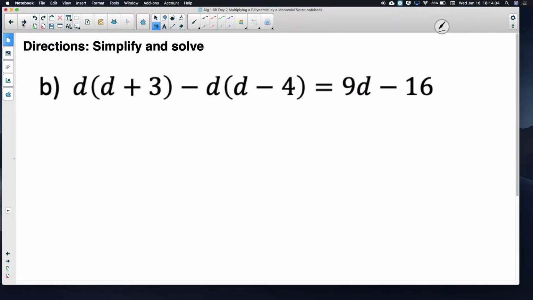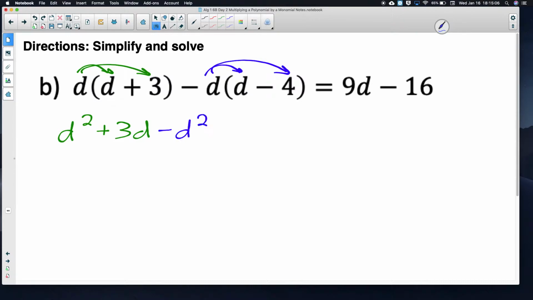Let's look at what we got going on here. We want to simplify and solve. We got an equation, so we're trying to figure out what d is going to be. Well, right off the bat, I can see that I need to multiply. So d times the binomial d plus 3, that's going to give me d squared plus 3d. And then, in the second group, I have to distribute negative d to the binomial d minus 4. So that's going to give me minus d squared plus 4d.